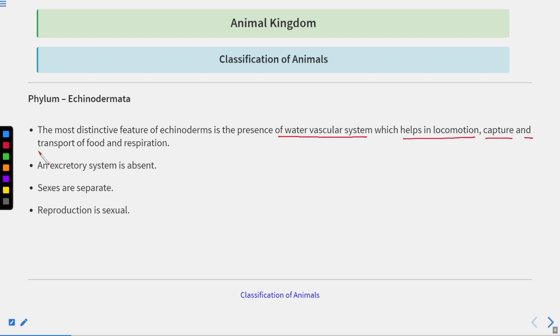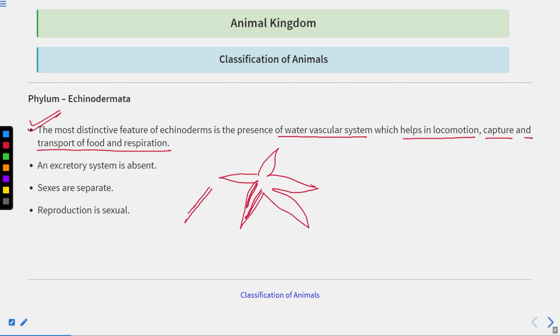The most distinctive feature of echinoderms is the presence of the water vascular system, which helps in locomotion, capture and transport of food, and respiration. So this is one of the very, very important and unique features of this particular phylum. What is that? Water vascular system. If you see the starfish like this, inside this they are having a channel like this. Now this channel, if I draw outside, it is like this. And below it they are having some balloon-like structure like this.